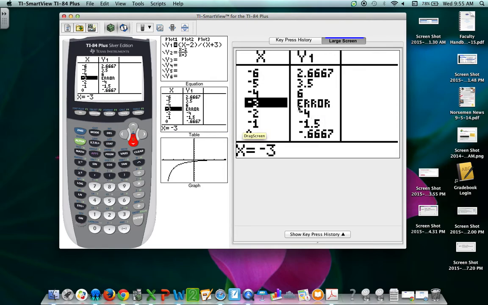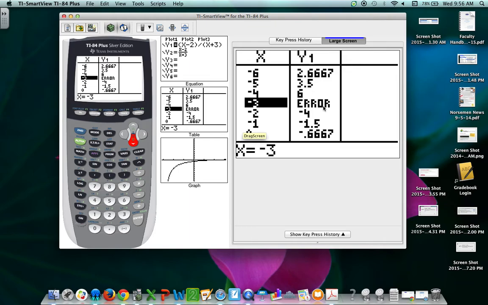This is not something you're going to write in your table, but we're going to put 4 values in. So the first two here, -5, 3.5, -4, 6, and then the next two after the error message, -2, -4, and -1, -1.5. So this is actually showing you where your vertical asymptote is occurring. That's a good way to also check that.